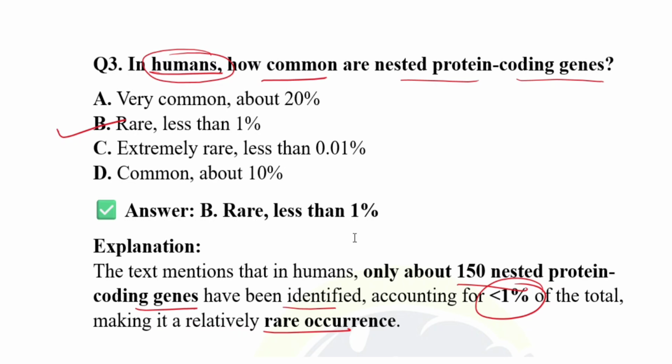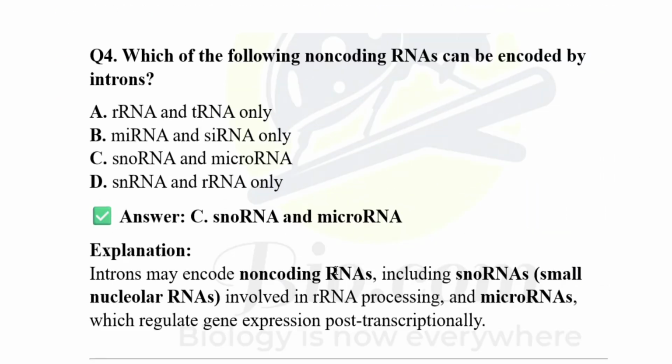Now next question. Which of the following non-coding RNAs can be encoded by introns? It is the small nucleolar RNA and microRNA. So the right answer is option C. Both of these are involved in regulation of gene expression post-transcriptionally.